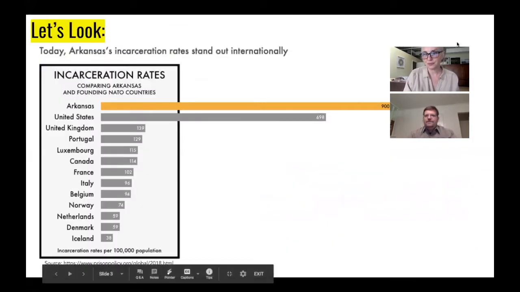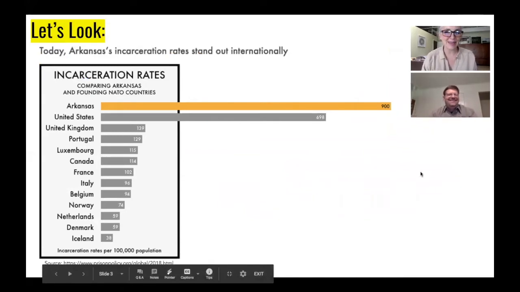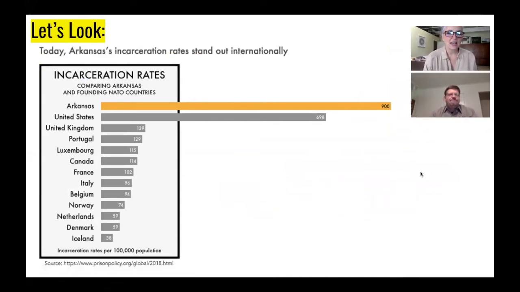So let's look at this bad guy. So it says today, Arkansas's incarceration rates stand out internationally. Now, I want you to understand that all the data we look at is from the last census. The last census was 2010 because the 2020 has not come out yet, okay?